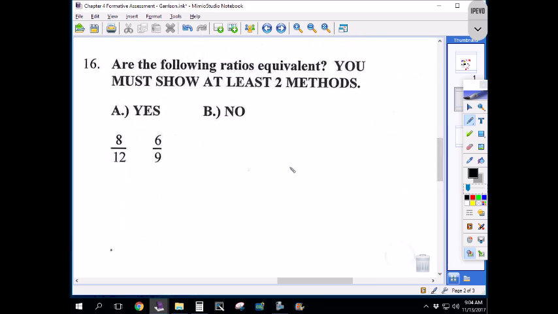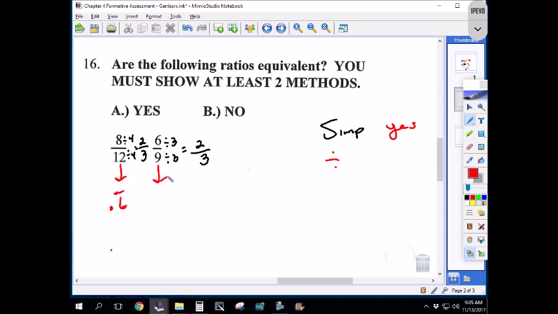Let's go down. Simplify method first. I know that 8 and 12 have a factor of 4, so that's going to be 2 to 3, right, guys? I know that 6 and 9 share a factor of 3. So far, is it a yes, guys? Yeah. That's one method you had to show me. Another method, you could divide them. 8 divided by 12 is going to give me 0.6 repeating. 6 divided by 9 is going to give me 0.6 repeating. So based on that, is it a yes or no? Yes. And then finally, the last method here, you could use cross products, and you would get 72 for both of them.